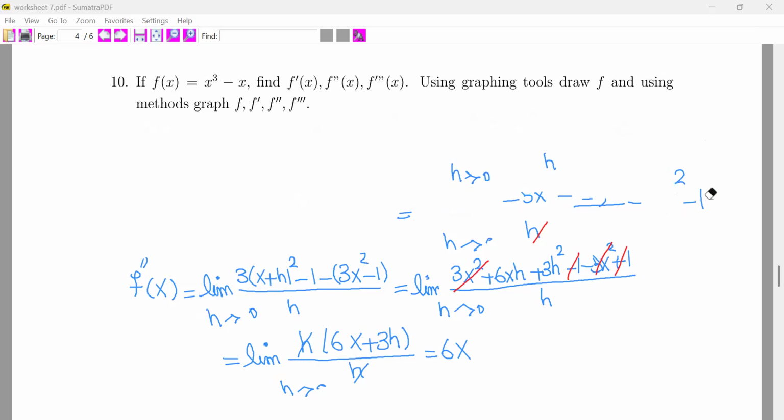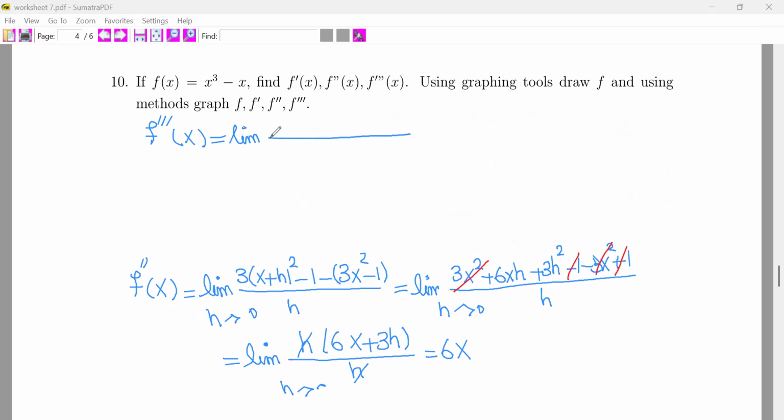So when we want to use this one, we are going to have f of x plus h again. So f prime of x equals limit of 6, instead of x, we have x plus h, minus the function itself, over h when h is approaching 0.